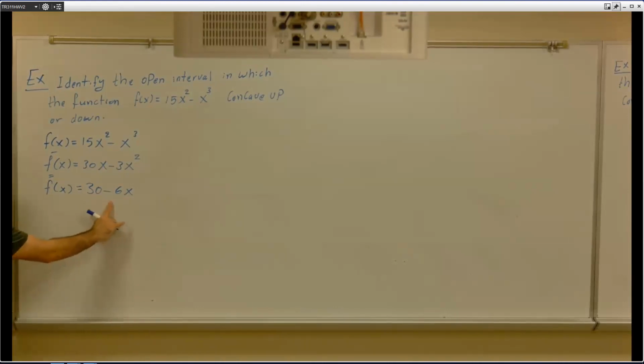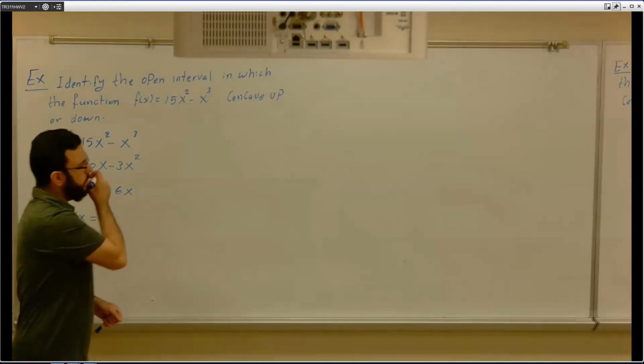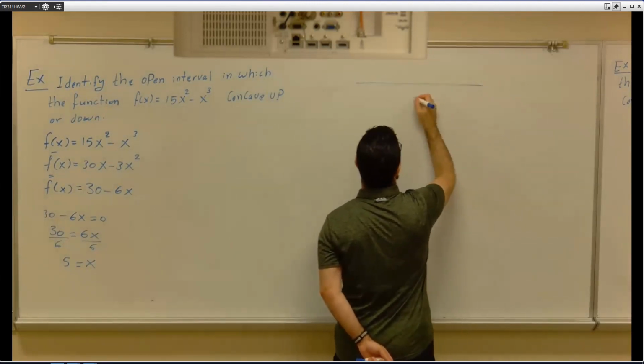So I'm going to set the second derivative equal to 0. 30 minus 6x equals 0, so 30 is going to be 6x. Divide both sides by 6. So x is going to be equal to 5. So here is the critical number where the function changes between concave up and down. Let's do a simple graph here. There's 5.